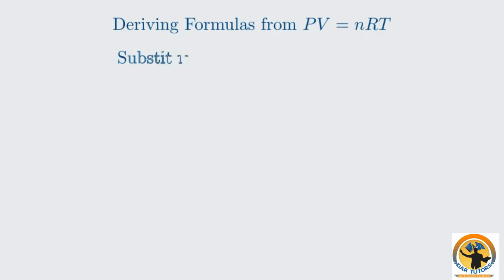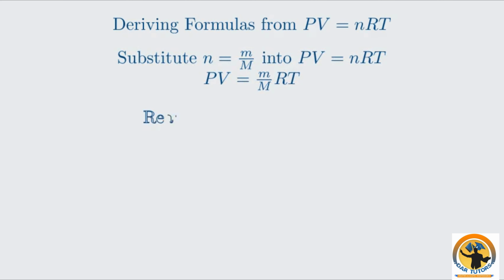The ideal gas equation can be rearranged to derive formulas for other useful quantities like molar mass, density, and concentration. Let's first derive the formula for molar mass, M. We know that the number of moles, n, is the mass, m, divided by the molar mass, M. So we can substitute m over M for n in the ideal gas equation. Rearranging this to solve for M gives us the formula for molar mass. M equals mRT divided by PV.